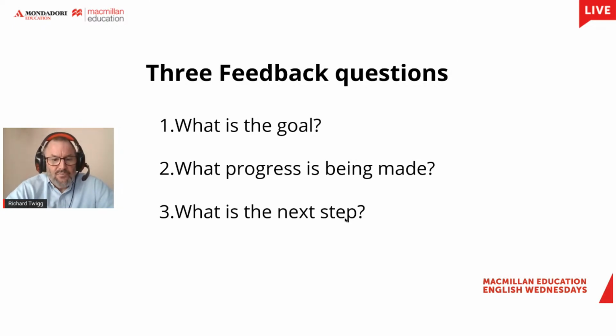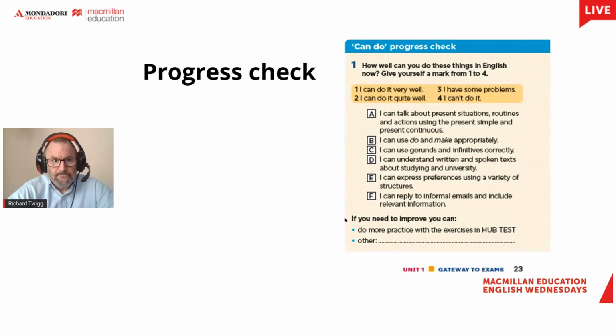And what is the next step? Where do we go from here? How can we now move forward, move on, etc.? Obviously, in any good course book, they will have things like a progress check. A progress check is a good way of checking where are we? What do I know? What are my gaps? Where do I need to go? In this particular situation, they're using the can do.